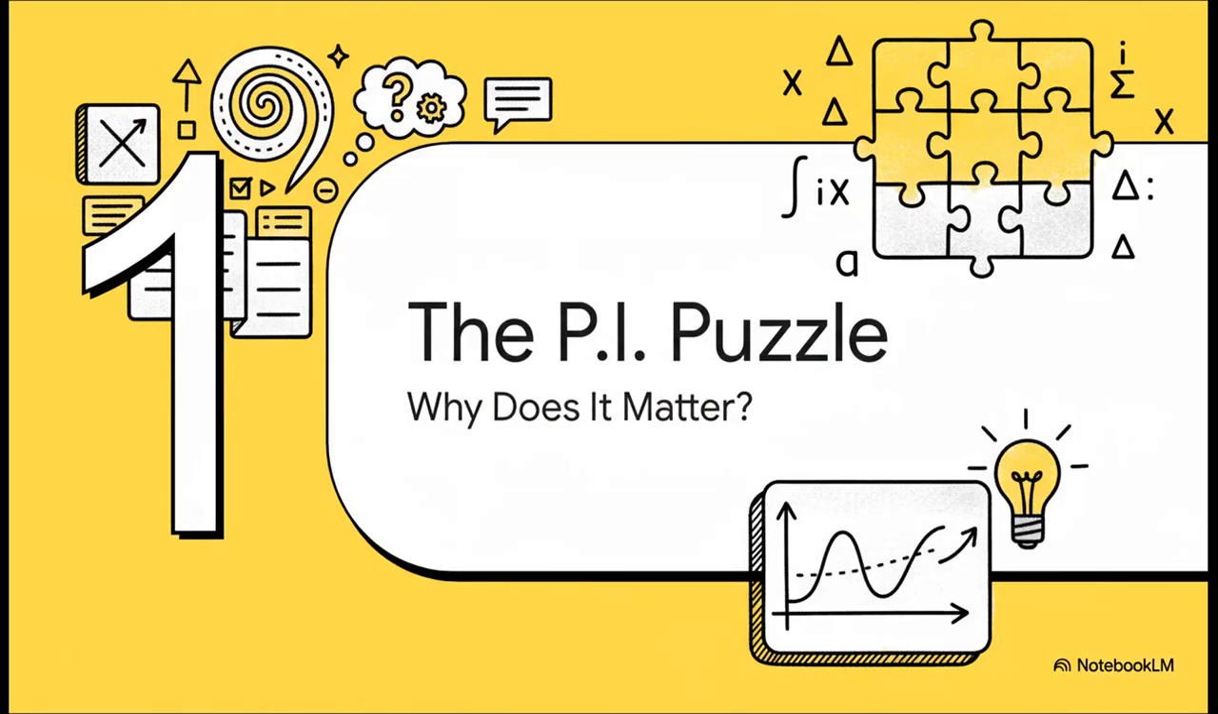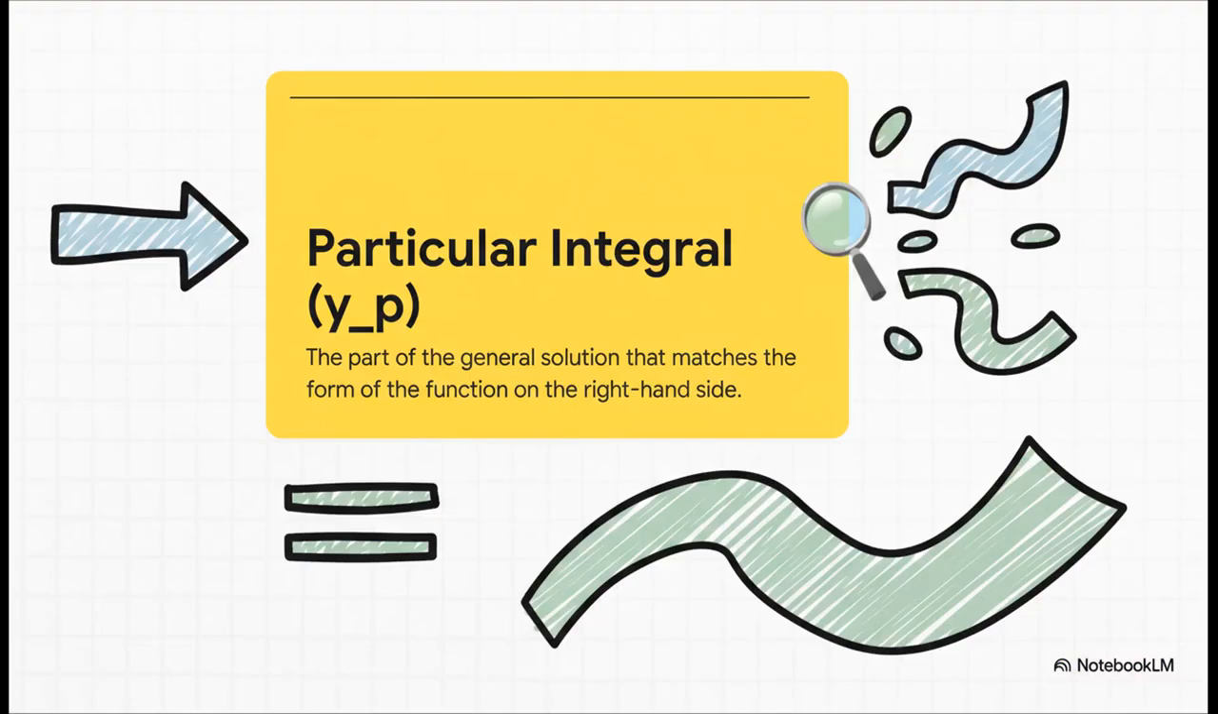Right, Section 1, the PI puzzle. Before we can even talk about the different methods, we gotta get on the same page about what this particular integral thing even is, and, more importantly, why we should care about it. Okay, so here's the big idea. You see that function on the right-hand side of the equation? Think of that as an input or a forcing function. The particular integral, which we call yp, is the part of our answer that is tailor-made to respond to that specific input. It's the particular solution just for that function.